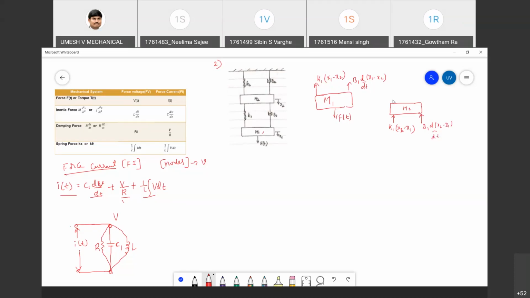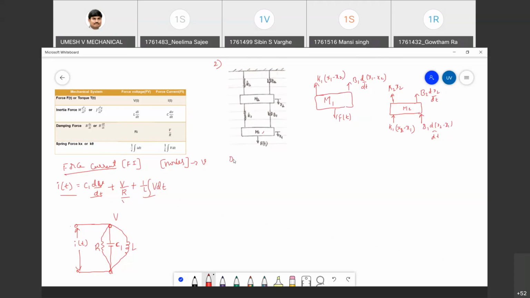Then for K2, what is the differential equation? K2 would be K2 x2. Very good, only K2 x2 because K2 is connected to only M2. So what about B2? B2 would be B2 d by dt of x2, that is B2 dx2 by dt. Thank you so much, Sibin. Now it is easy to write the differential equation.